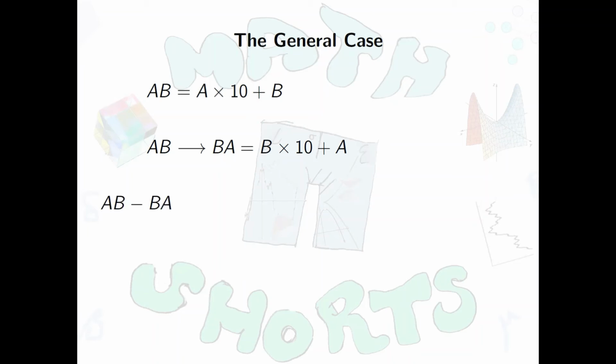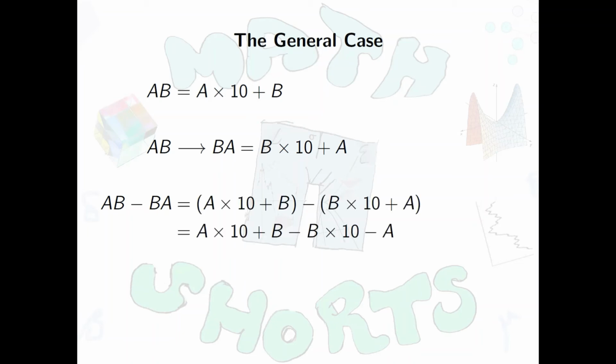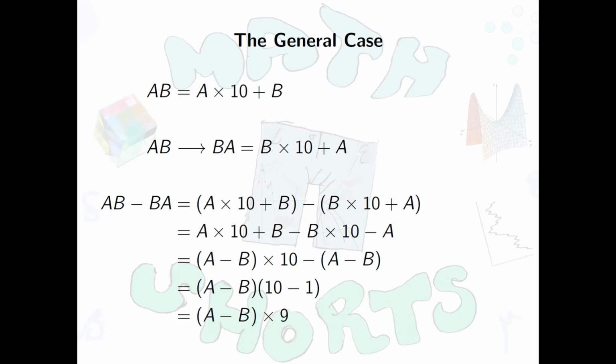We'll do our subtraction exactly the same as our numerical examples and get rid of our brackets, gather our like terms. We get that common factor of A minus B times 10 minus 1, which is A minus B times 9. Okay, so now we end up with a product of 9 and the difference of the digits.